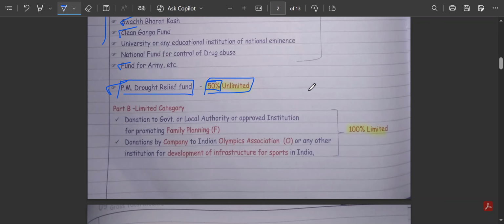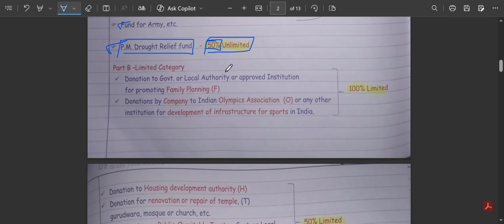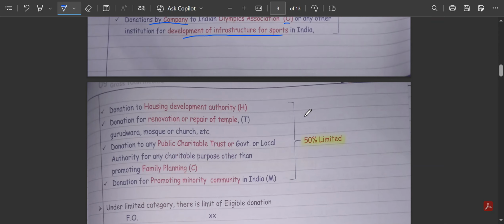Let me go over the list here. In Part B, limited category, there will be 100% limited deduction if we donate to an approved institution, local authority or government for promoting family planning. And then there was O, for Olympic associations, when a company donates to an Olympic association or any other institution for development of infrastructure for sports in India.